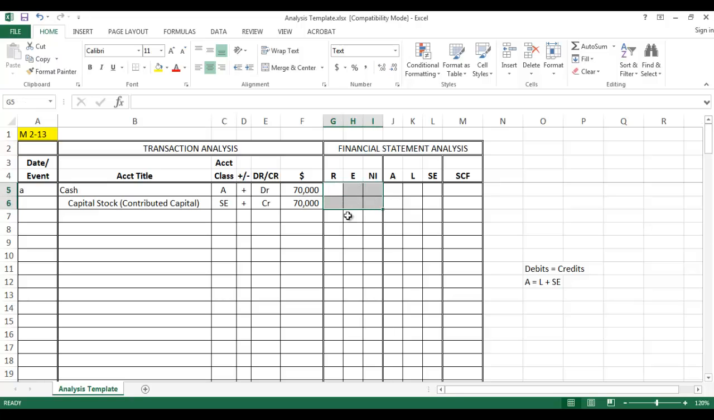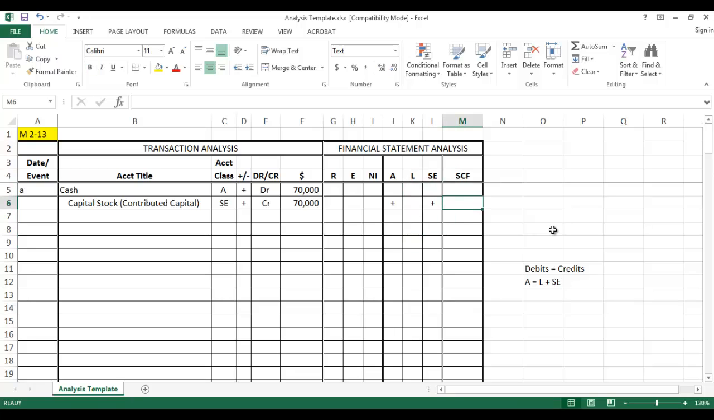Now, no income statement accounts have been affected by this transaction, but we have affected some balance sheet accounts. So assets have increased by $70,000. That's the cash. And our equity accounts have increased by $70,000. That was the capital stock. So we're still in balance, right? Our asset increase on the left side of that equation is equal to the liability plus stockholders' equity increase on the right side.